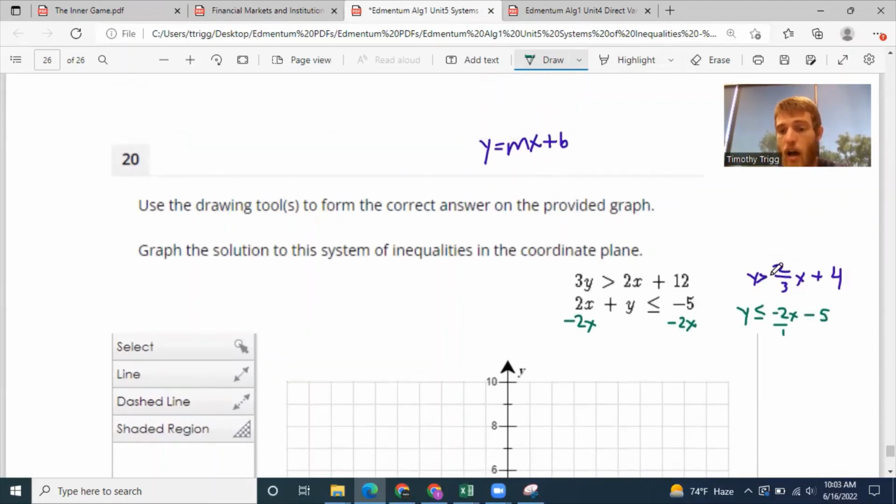Now for this top one, do you think you'd shade above or below? Well, you'd shade above because it's a greater than. And would it be a solid line or a dashed line? Well, a dashed line in this case, because it's strictly greater than, doesn't have the or equal to. Whereas the bottom equation has the less than or equal to. So would you shade above or below that line? Well, below. And since it has the or equal to, would it be a solid line or a dashed line? A solid line in this case.